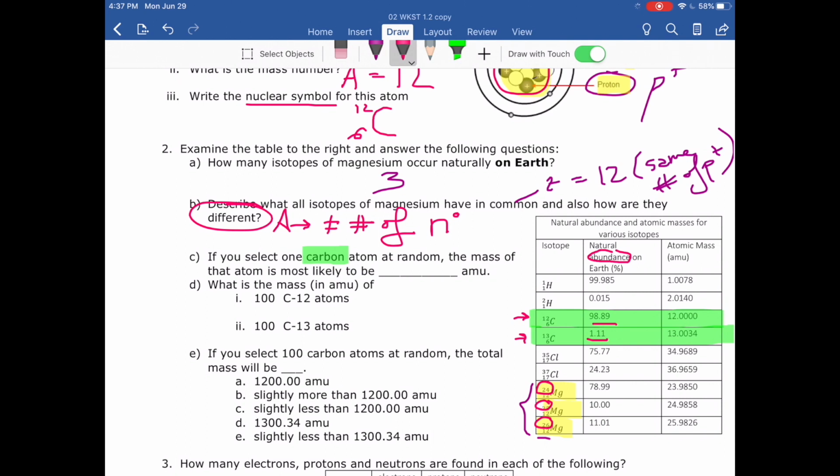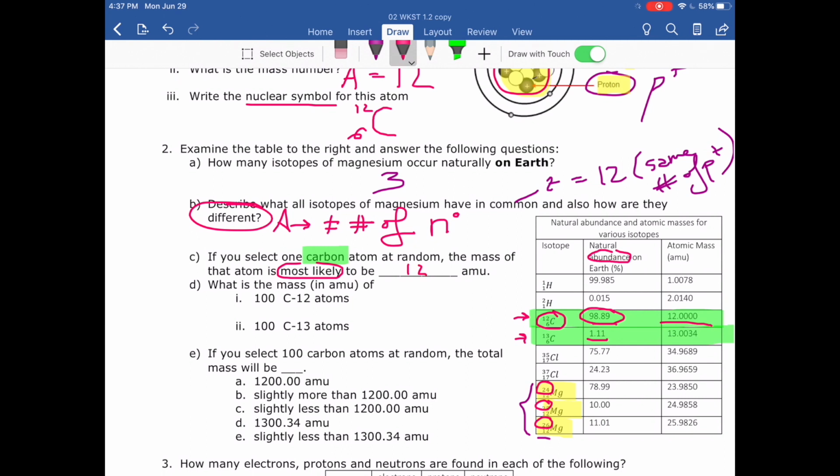So if I actually get a sample of 100 carbon atoms and I pick one, most likely, I'm going to pick this carbon atom, right? Because its abundance is way, way higher. So that's why the mass that is the most likely to be, it's going to be the one of the carbon 12. So 12 AMUs.